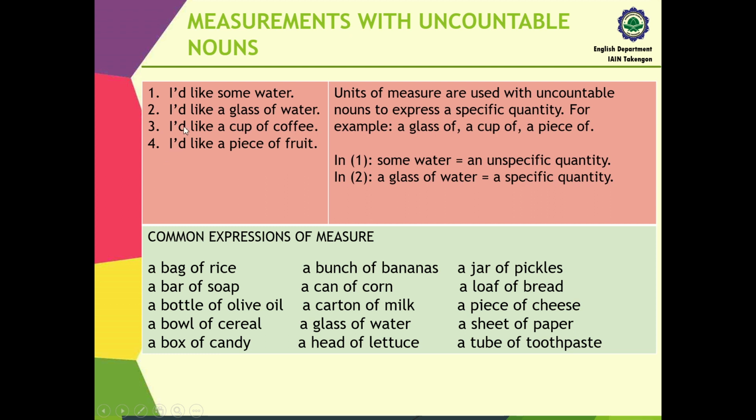some sentences here. I'd like some water. I'd like a glass of water. I'd like a cup of coffee. I'd like a piece of fruit. Units of measure are used with uncountable nouns to express a specific quantity. For example, a glass of, a cup of, a piece of.